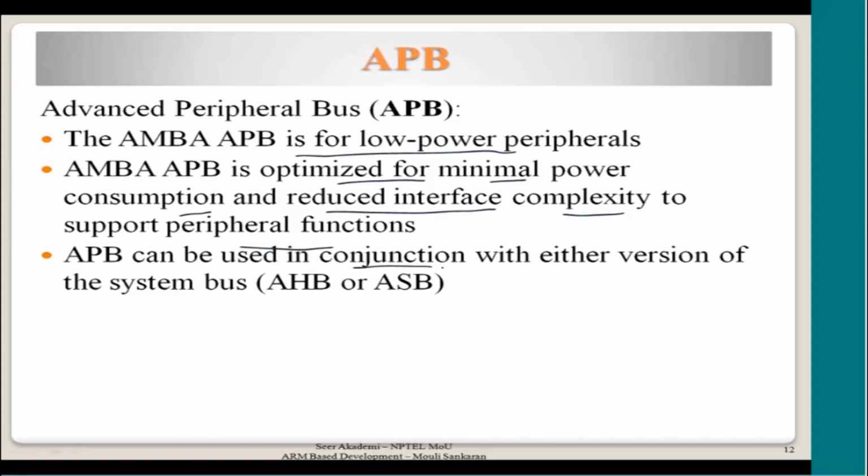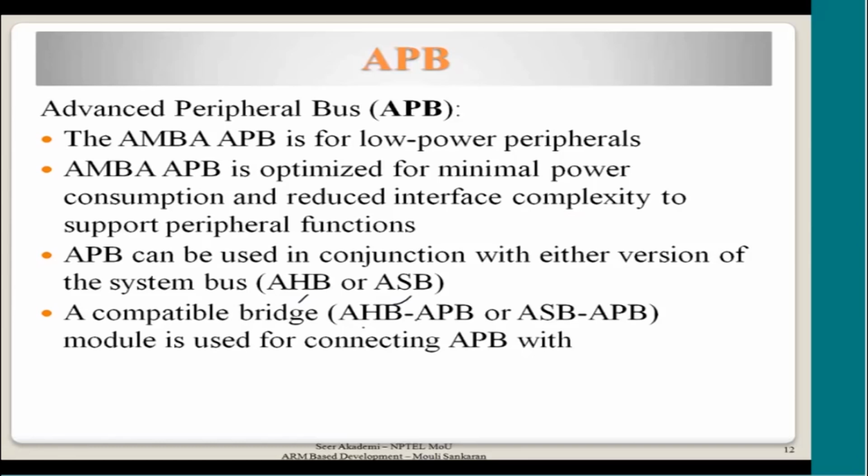APB can be used in conjunction with either version of AHB or ASB. So APB can be used along with either of these. As I told you, processors and memories will be using these buses, that means they will be residing on this bus, and all low power peripherals will be on APB. A compatible bridge, either AHB to APB or ASB to APB module, is used for connecting the APB.